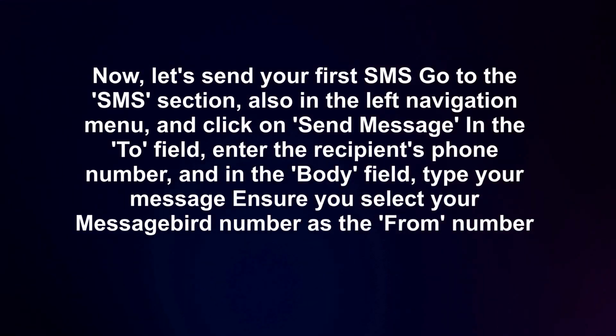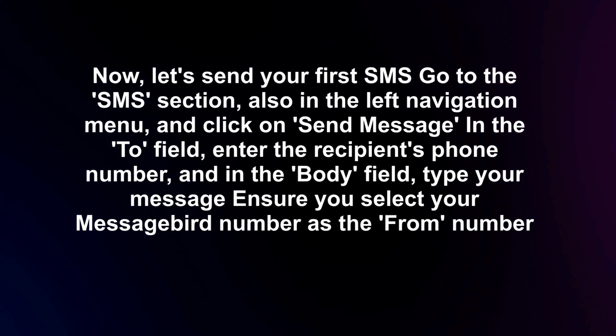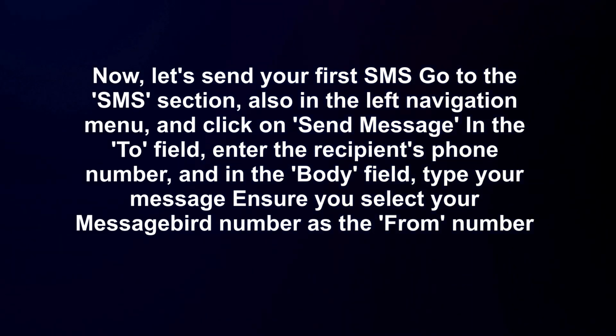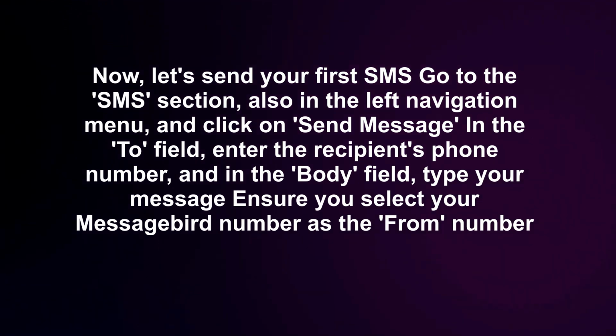Now, let's send your first SMS. Go to the SMS section, also in the left navigation menu, and click on Send Message. In the To field, enter the recipient's phone number, and in the Body field, type your message. Ensure you select your Messagebird number as the From number.